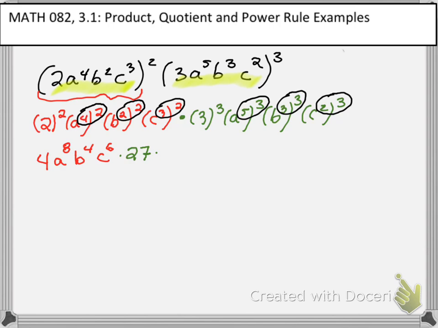A to the 5th power, quantity cubed. You need to multiply 3 and 5, get 15. Same thing with B, we get B to the 9th. And we get C to the 6th power. Again, if you're not comfortable with using the power rule, which is what I just did, you can watch my video that explains what the power rule is.